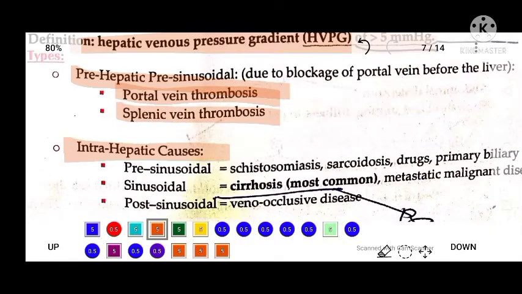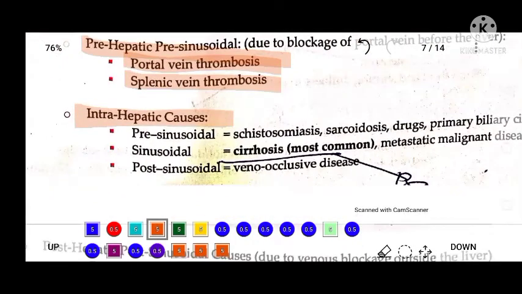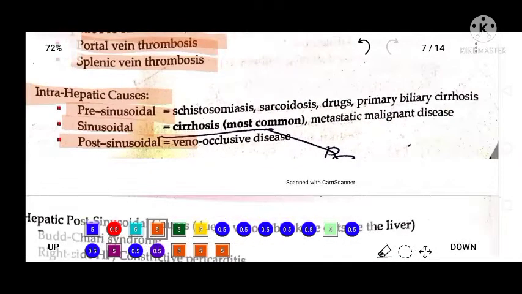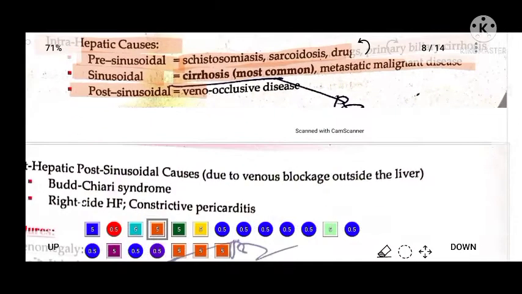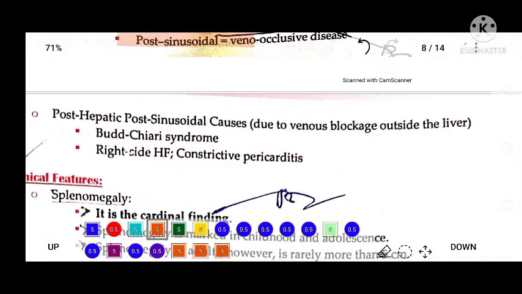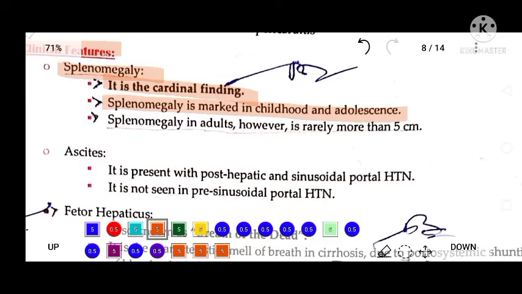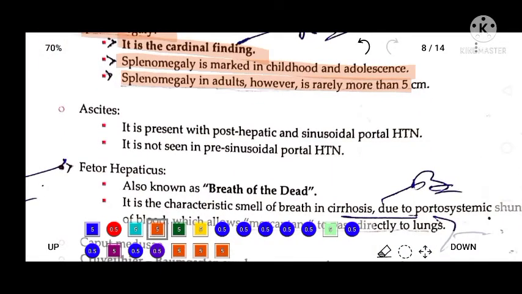Portal vein thrombosis and splenic vein thrombosis can create prehepatic pre-sinusoidal portal hypertension, while intrahepatic causes are pre-sinusoidal, sinusoidal, and post-sinusoidal causes. Now, pre-sinusoidal causes are schistosomiasis, sarcoidosis, drugs, and primary biliary cirrhosis, while sinusoidal causes are cirrhosis, the most common, and metastatic malignant disease, and post-sinusoidal is veno-occlusive disease. Clinical features of portal hypertension: splenomegaly is a cardinal finding. Splenomegaly is marked in childhood and adolescence and is rare in adults.